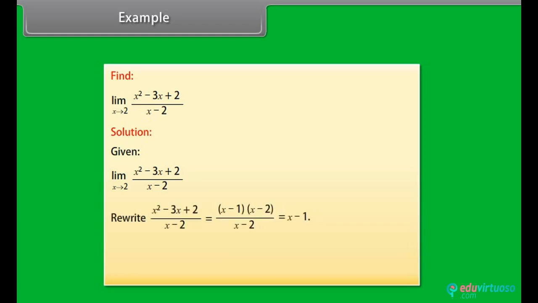Example. Find limit x tends to 2 of (x square minus 3x plus 2) divided by (x minus 2). Solution. Given limit x tends to 2 of (x square minus 3x plus 2) divided by (x minus 2). Rewrite (x square minus 3x plus 2) divided by (x minus 2) is equal to (x minus 1) multiplied by (x minus 2) divided by (x minus 2), which is equal to x minus 1. Hence, the limit is equal to limit x tends to 2 of (x minus 1), which is equal to 1.